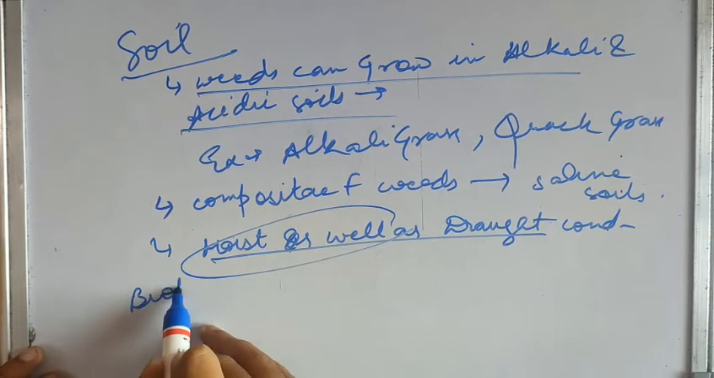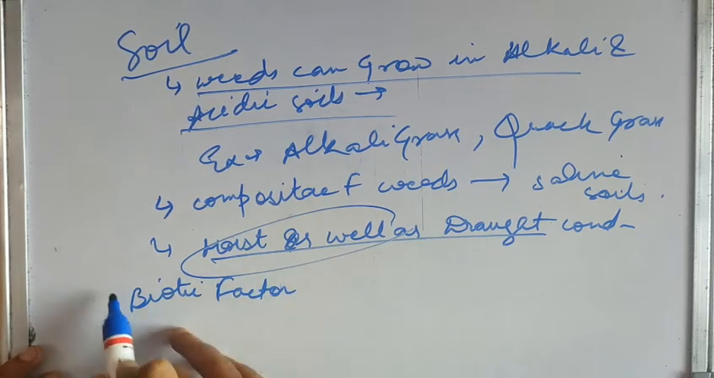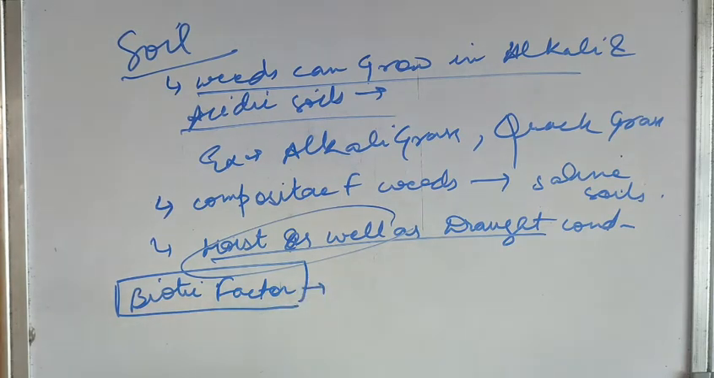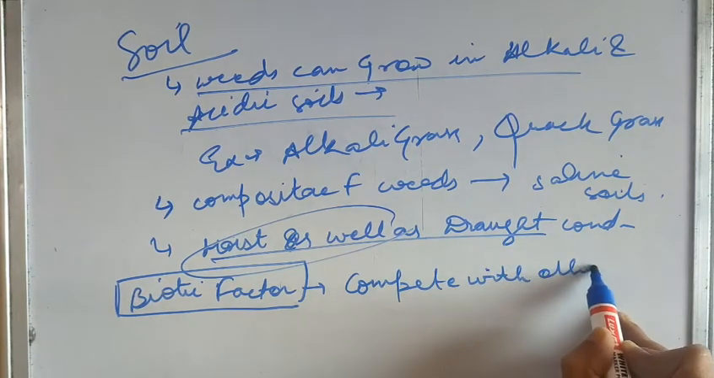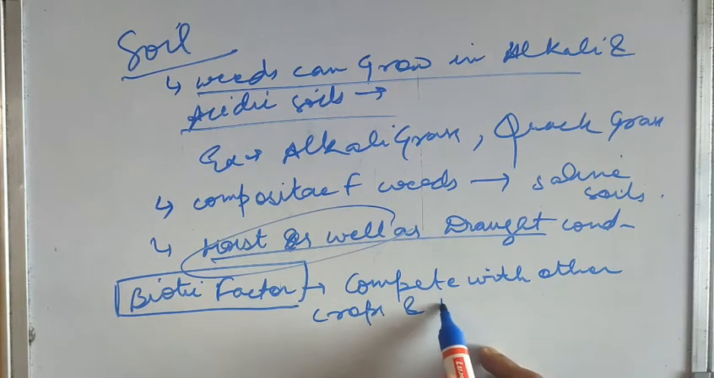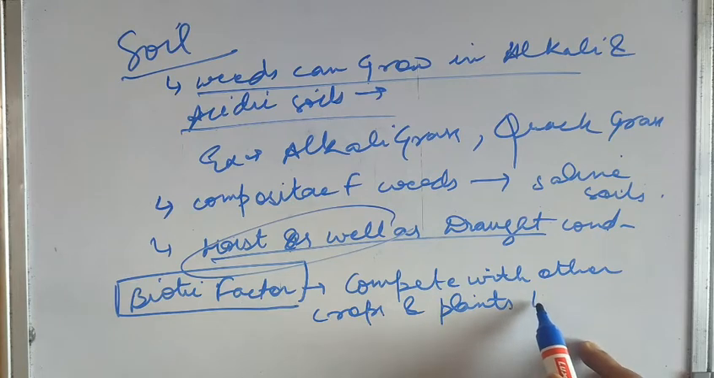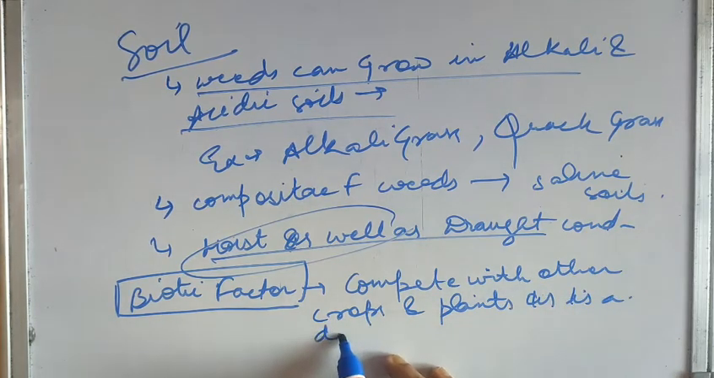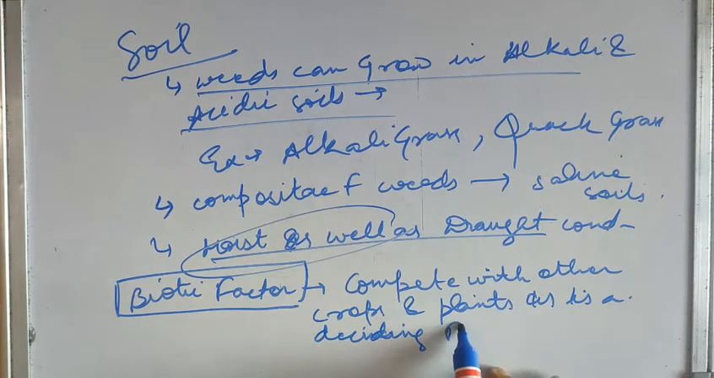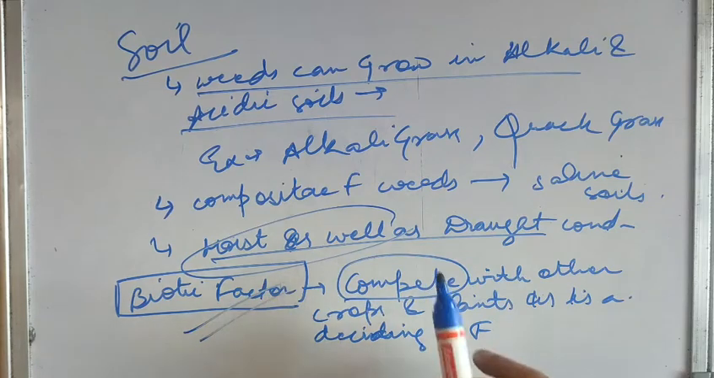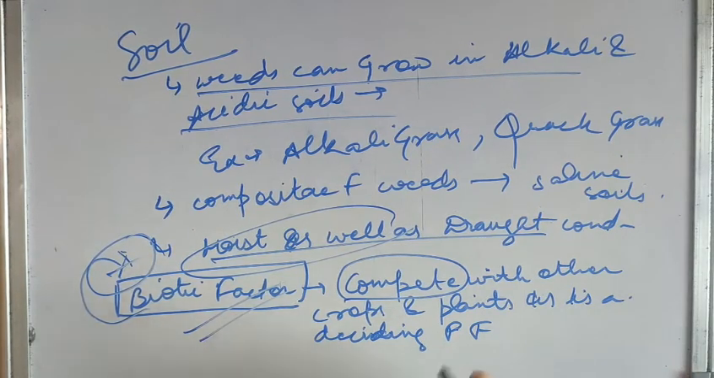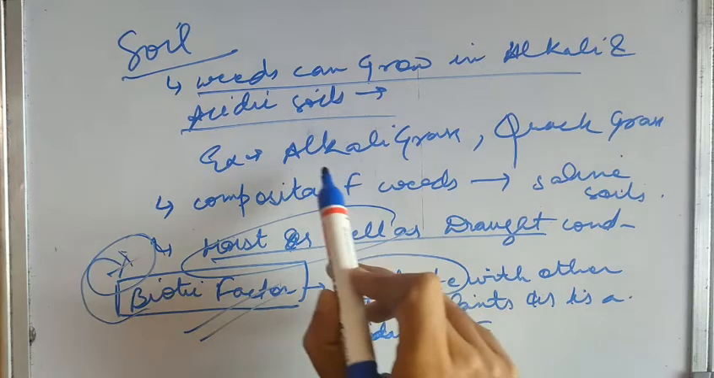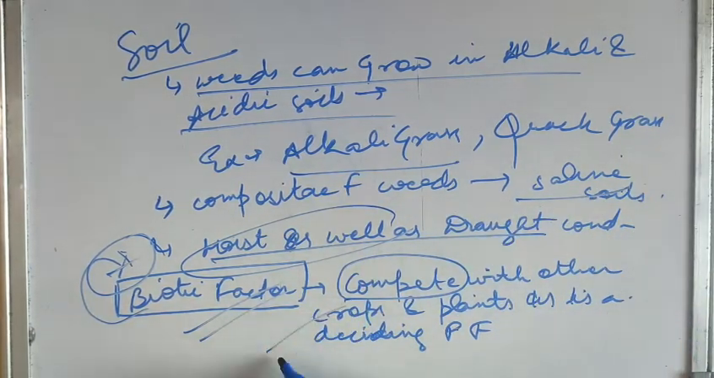Now moving on to the third factor, that is biotic factors. Weeds compete with other crops and plants, as this is a deciding persistence factor. Competition, which they have with plants and crops, and most times they win. If they are not controlled, they will win because they are adaptable to a much higher scale as compared to our crops. They can grow in alkaline soils, they can grow in saline soils. That is why the competitive ability of weeds is the deciding factor of persistence.